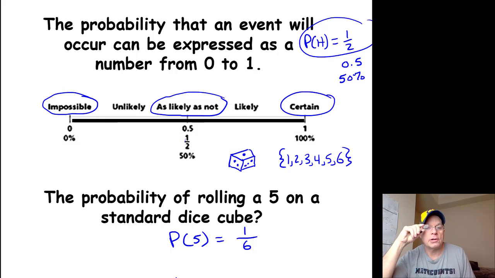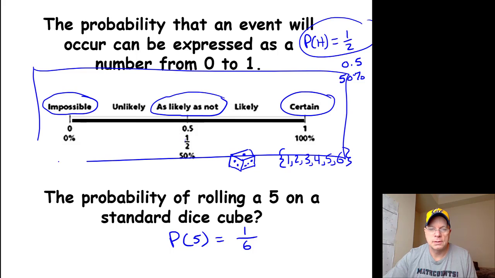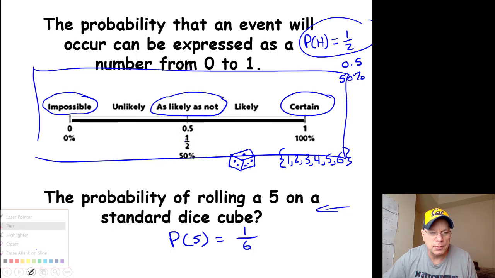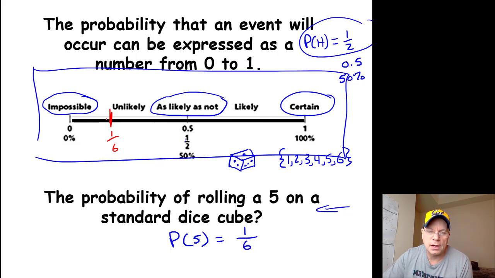Some of this is not on your notes. These are just examples I'm giving you to try to help you understand this. So for this particular example, rolling the dice cube, 1/6 is probably right around here. So certainly not impossible, but not very likely. Closer to impossible than certain, but certainly possible. Every 6 rolls you would expect to get one 5 on average.